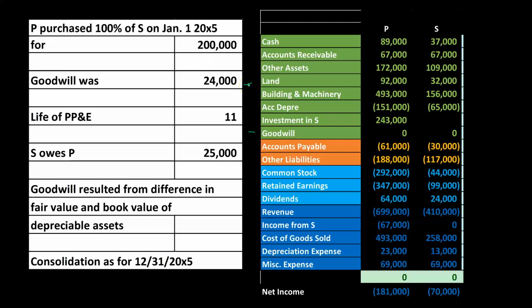However, now we're given somewhat odd information, in that we know goodwill, but we don't know the difference in the building and machinery. So we can use the same formula to back into it. Not something we would typically see in practice, because we would probably have that number in practice, but in a book problem, a common type of scenario.